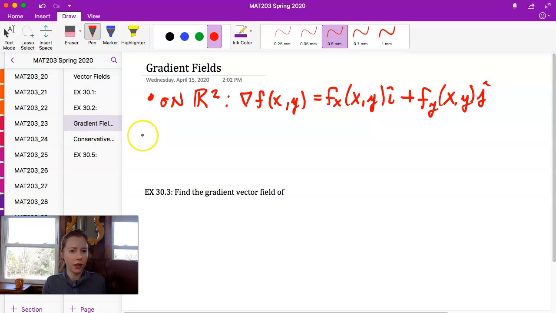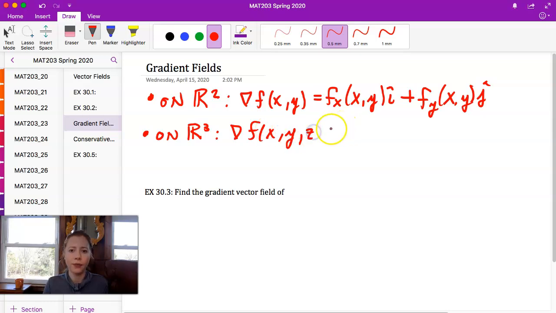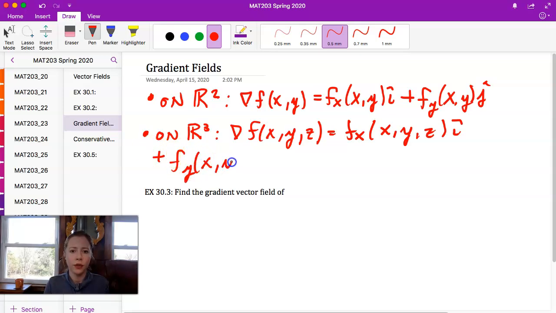And similarly, in 3 space, the gradient is going to be a function of f of x, y, and z. And so we have to take the partial derivative with respect to x for the i hat piece, y for the j hat piece, and z for the k hat piece.